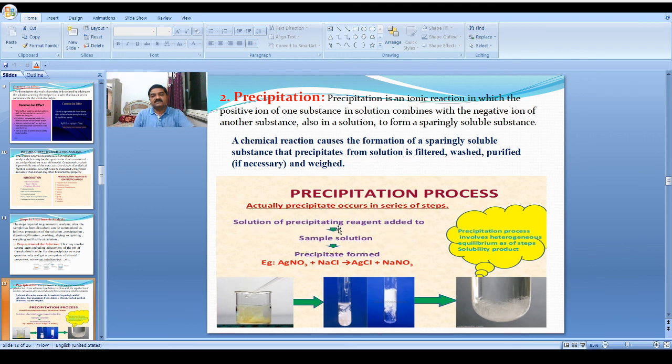Here first a solution of precipitating reagent is added to the sample solution and precipitate is formed. And here the reaction: when we add the silver nitrate to this sodium chloride, it forms silver chloride as a white precipitate and it settles at the bottom of the test tube, plus another salt is formed, sodium nitrate. Here the figure explains: the first one is the beaker. In the second figure it forms the sparingly soluble salt, and in the third one ultimately we get the product here, the precipitate.